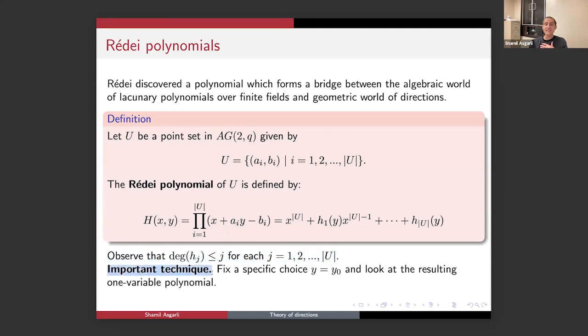And an important technique in the field of Rédei polynomials is that first you consider this 2-variable polynomial, but then you make a choice of what y can be. When you specialize y to be, for example, some y0, some element in the field, oftentimes the resulting 1-variable polynomial reveals some important information. And what does it reveal? Well, we're going to show that this can sometimes be a lacunary polynomial. Once we can show that you get a lacunary polynomial in 1 variable, then we can apply the earlier results and say something about that polynomial.